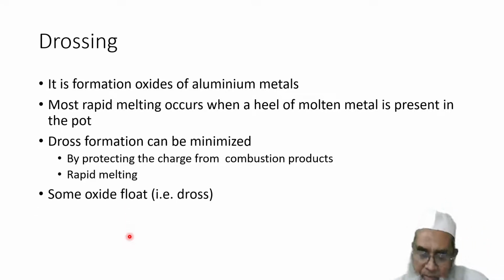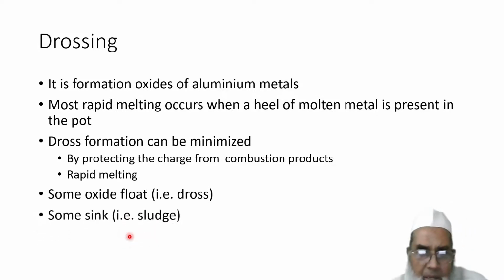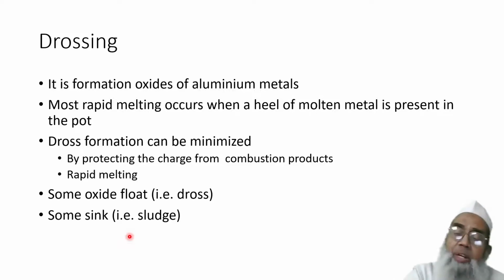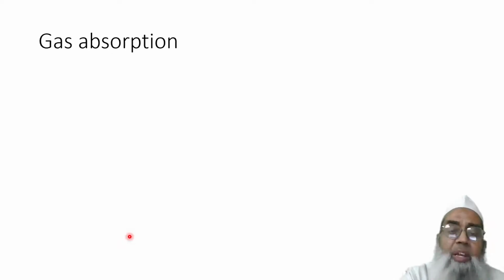Some oxides which we call dross are lighter than the molten metal, so they will float. However, when some other oxides react with an alloying element and are heavier, they will sink, and they are known as sludge. Therefore they should be properly removed by screens and skim bob. We need to remove the dross, and before pouring, we can also skim off the dross from the surface of the molten metal.